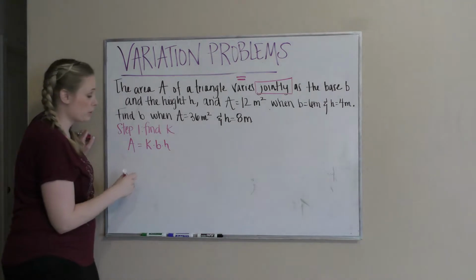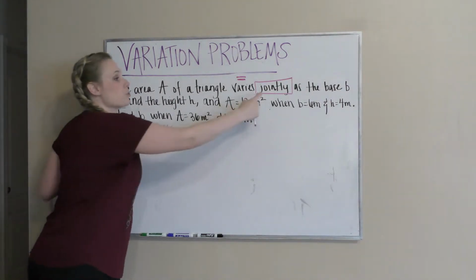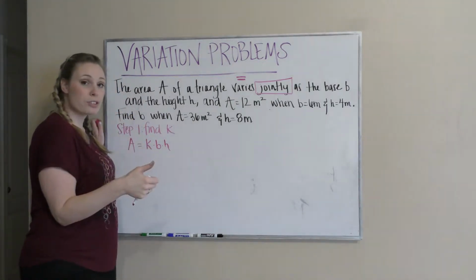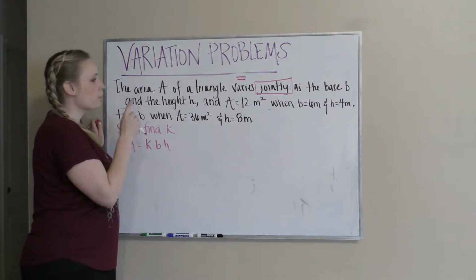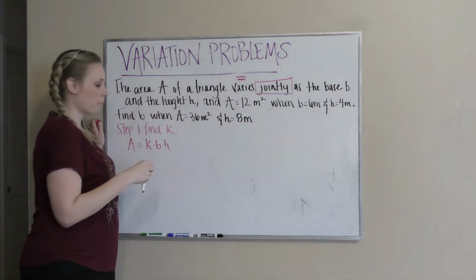Right there, I pointed in the wrong place, sorry. So all of that is in your numerator, and we know it's in our numerator because it's jointly. The only time anything's going to be in our denominator is when we're talking about inverse variation or combined variation. So the area A of a triangle varies jointly as the base B and the height h.